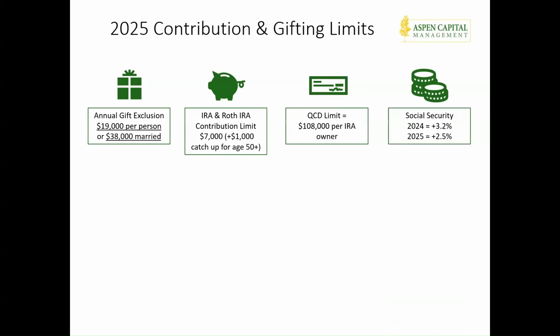Social Security benefits are increasing by 2.5% in 2025, following a 3.2% cost of living adjustment in 2024. This highlights the importance of reviewing your retirement income strategy annually to ensure it aligns with your spending needs and inflation trends.